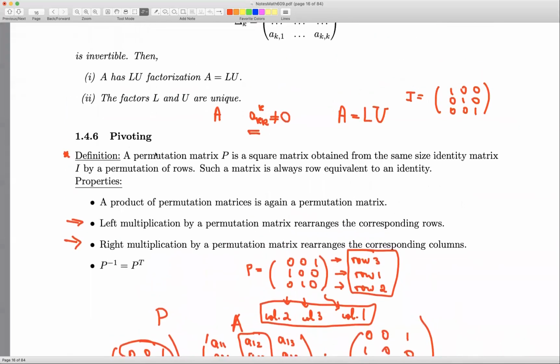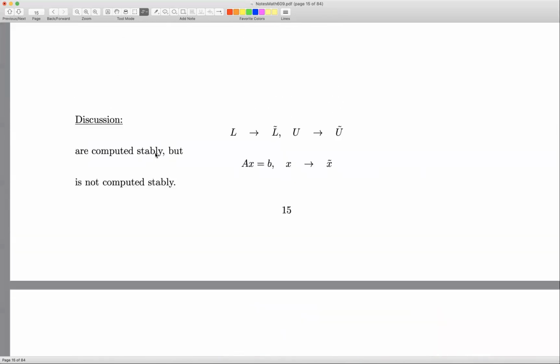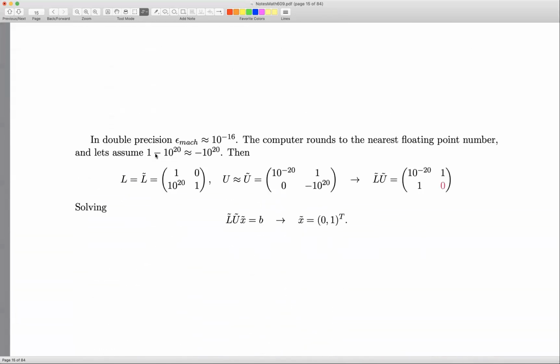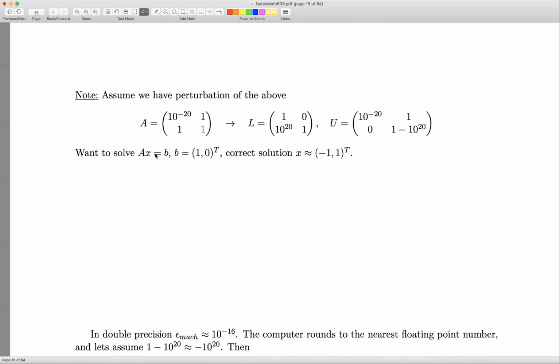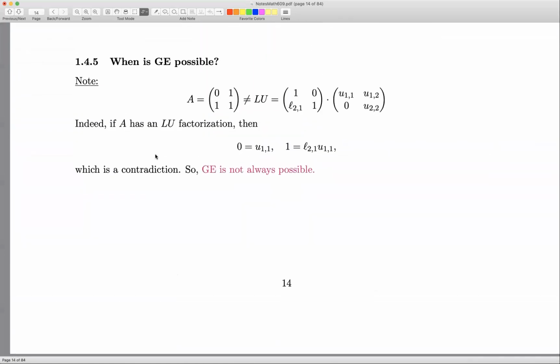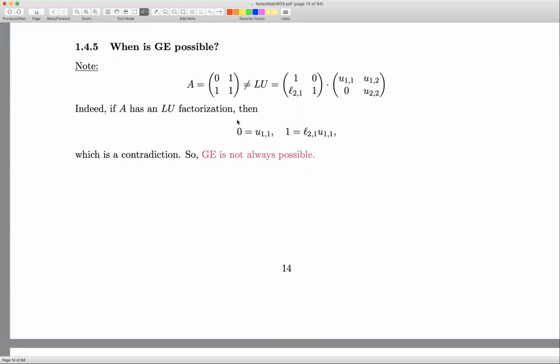So last time we discussed that there were some matrices for which we could not do Gauss elimination. And if we wanted to represent this matrix as a product of a lower triangular and upper triangular, we could not. We could not follow the Gauss elimination because this pivot element here was equal to 0.